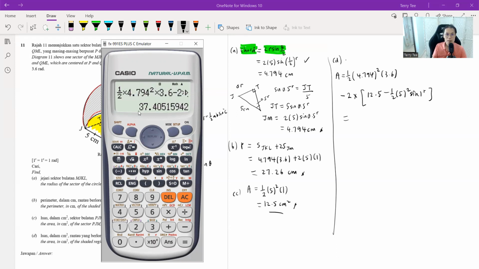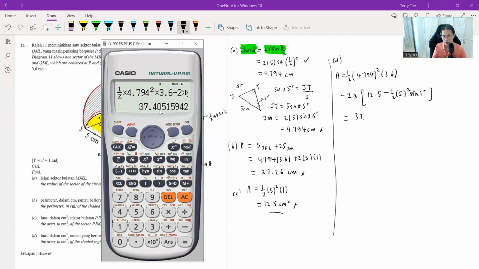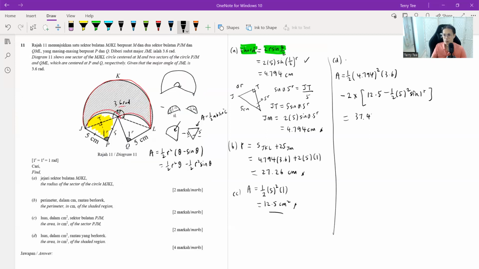So this is 37.41. Now you might get 40 or 41, depending on whether you do it one by one or one shot. If you do it one by one, sometimes there's a slight difference in the answer. Here I got 37.41.